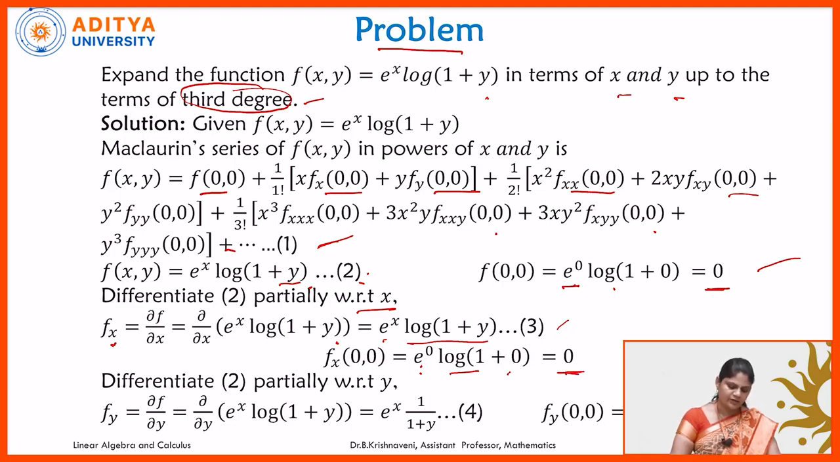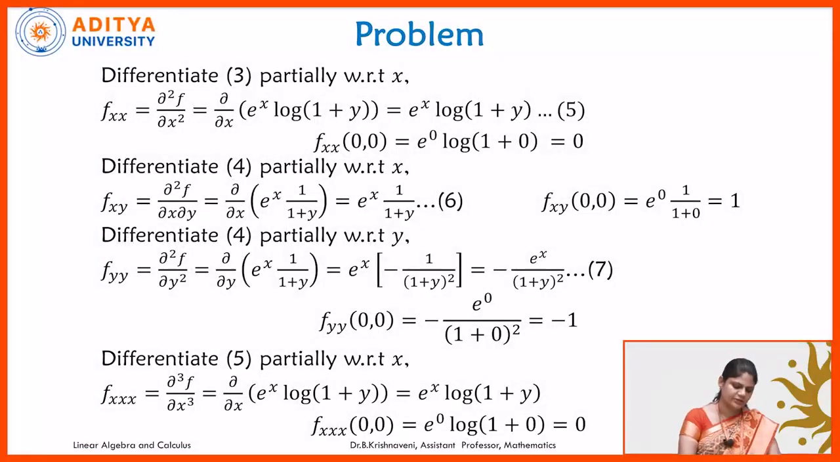Next fy we need, so differentiate 2 with respect to y partially, that is fy, dou f by dou y, which is equal to dou by dou y of e power x log of 1 plus y. Now e power x is constant, and the log derivative is 1 by 1 plus y. Find out the value at (0,0): fy(0,0) is equal to e power 0 by 1 plus 0. E power 0 is 1 into 1, which is equal to 1.